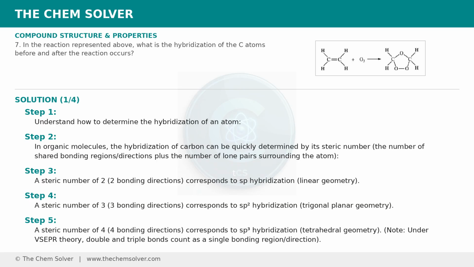A steric number of 2 bonding directions corresponds to sp hybridization, linear geometry. A steric number of 3 bonding directions corresponds to sp² hybridization, trigonal planar geometry. A steric number of 4 bonding directions corresponds to sp³ hybridization, tetrahedral geometry. Note: under VSEPR theory, double and triple bonds count as a single bonding region/direction.